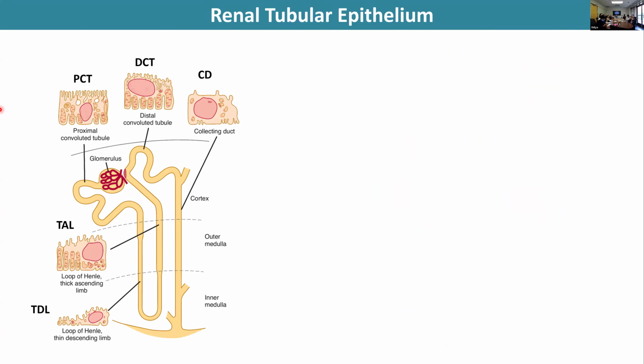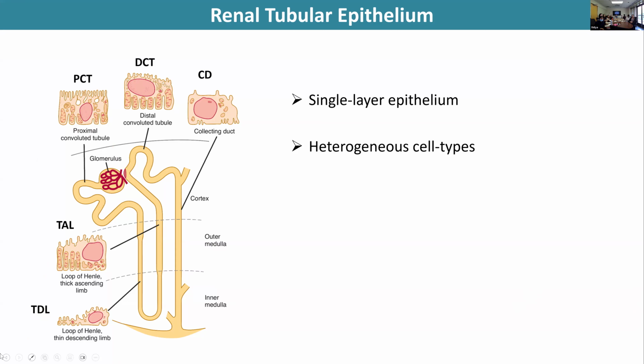So now we have finished the renal corpuscle, and next we discuss the tubular epithelium. We already know the different segments of the tubular epithelium, and they are a single layer epithelial structure. If you see, the cell types are heterogeneous; they don't look similar, right? And I mentioned before that this heterogeneity is important to fulfill the function of each segment.